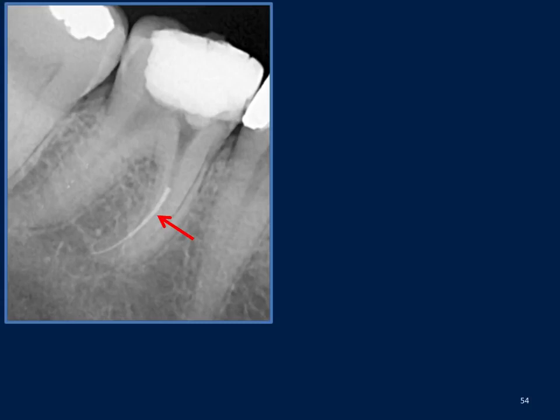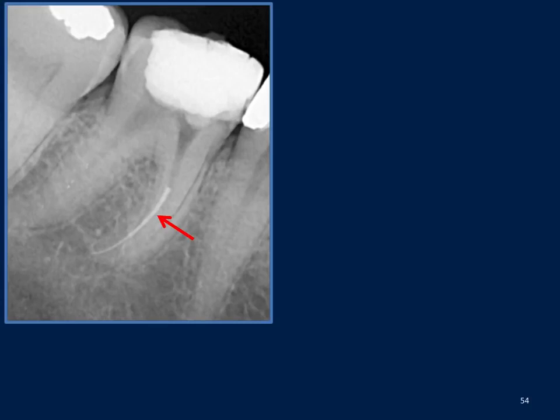If yes, I will bypass, or I will go from the mesiolingual canal, then I will seal the canal, then this broken instrument will be incorporated in the final obturation.